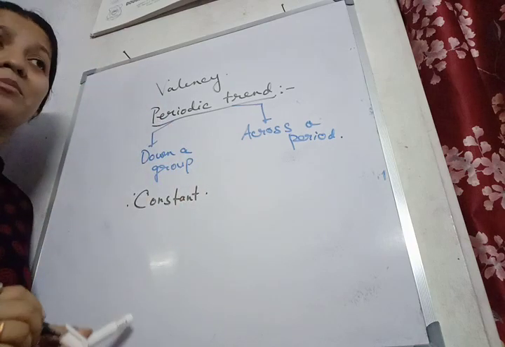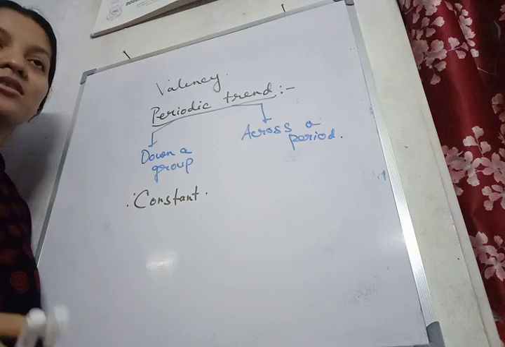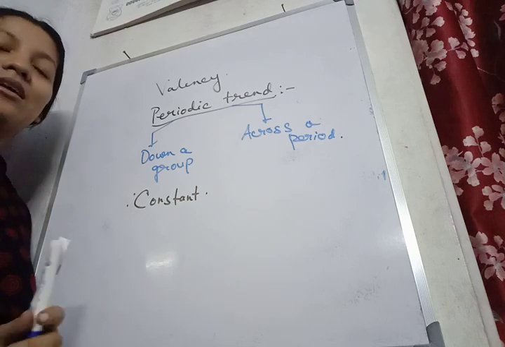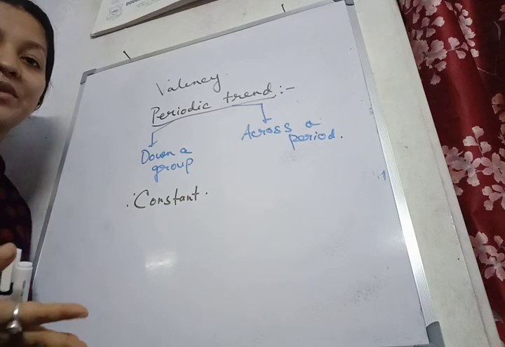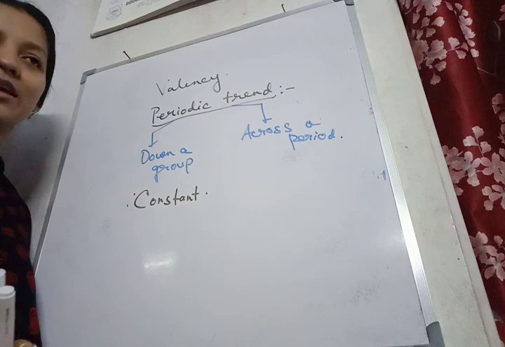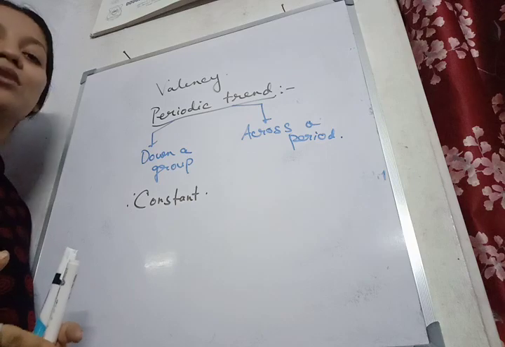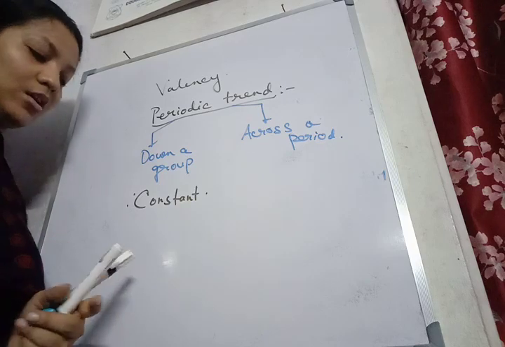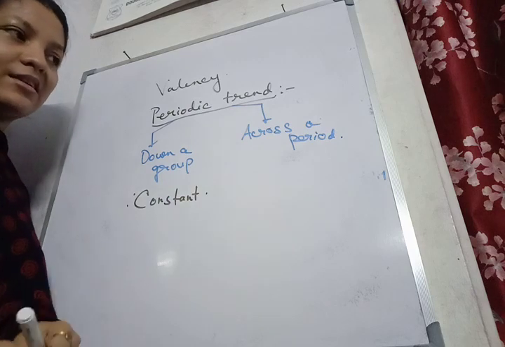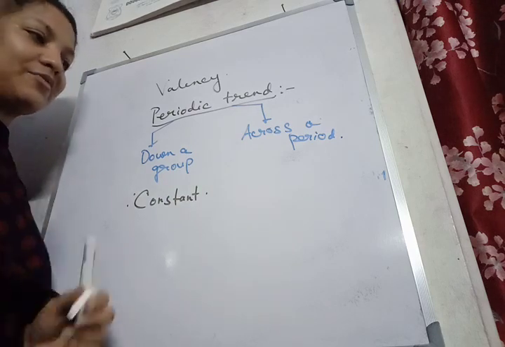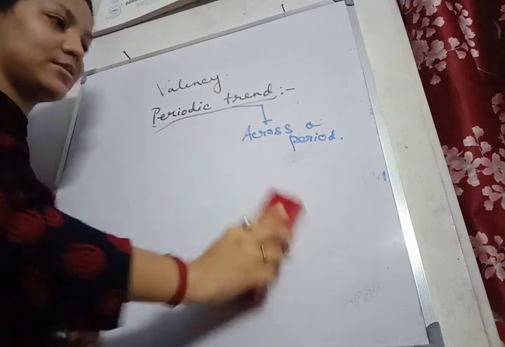Whatever group we consider, whether group 1, group 2, group 13 or 14, the valency stays the same. In some groups, we can have elements which show variable valency, like sulfur and phosphorus. That's a kind of exception. But usually on moving down a group, the valency remains the same. On moving across a period, what happens? Let's check what happens if I consider the second period.